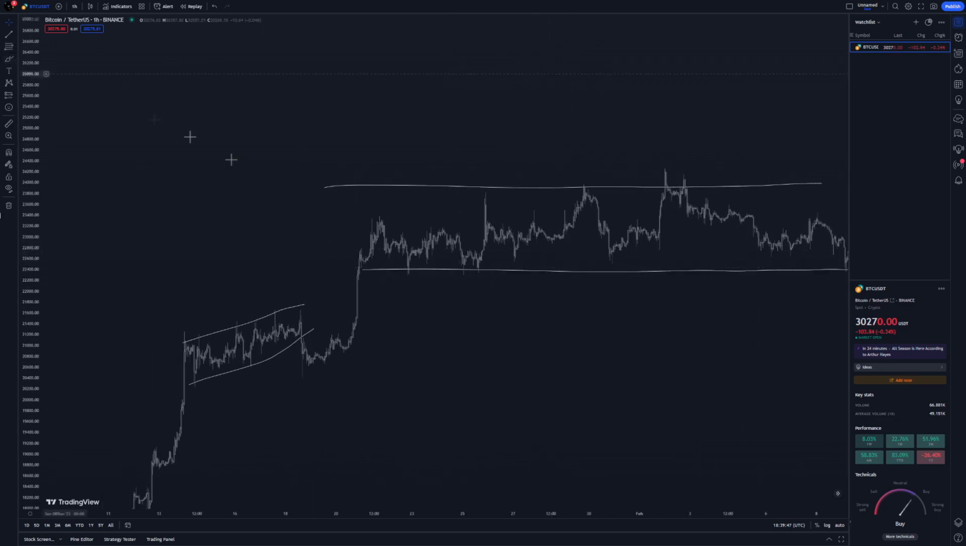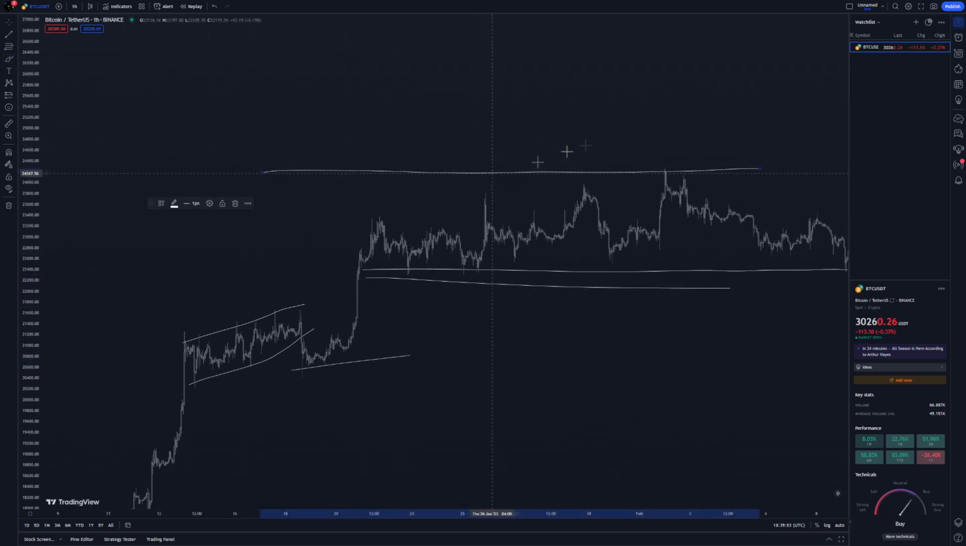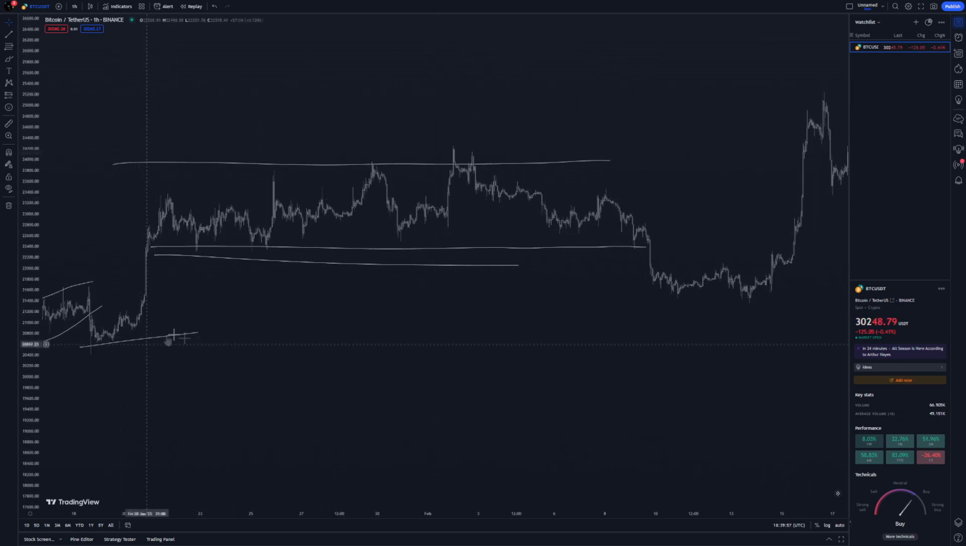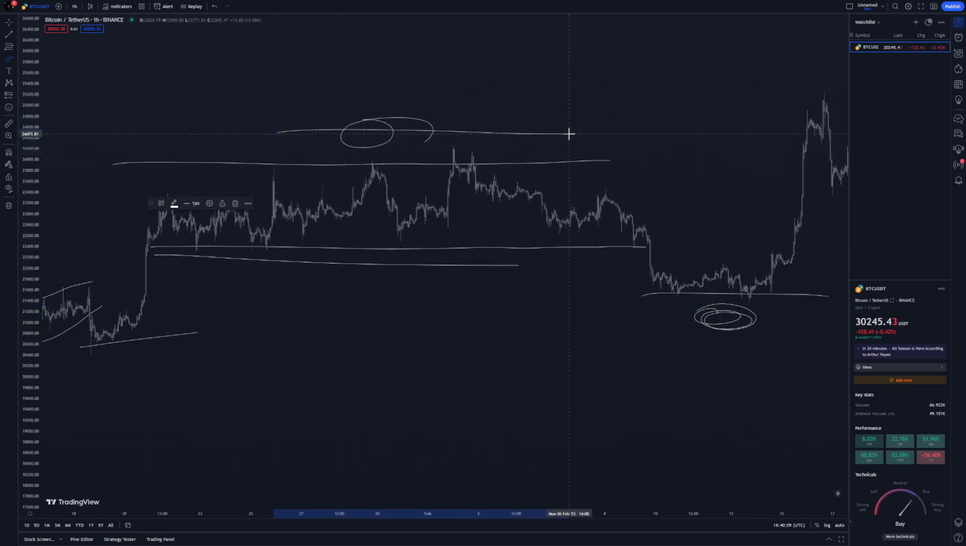Where is liquidity right now? There's liquidity here, and there's liquidity here. What does price do? It comes down. But there's still liquidity here that's not taken. We took all the stops here, and now there's liquidity sitting here. It grabs that. Where is liquidity now? Here. But since we grabbed this one, we go for this one.